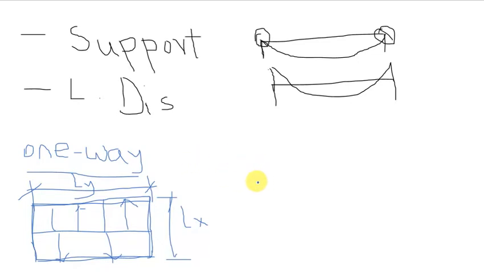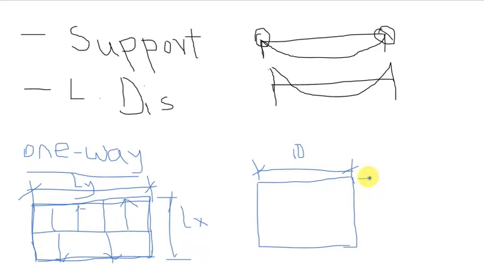So if we have a slab here, maybe this is the longer side, let's say it is 10 meters. The shorter side is say 6 meters, right? Say 6 meters. So a two-way slab will distribute its load to all the sides, all the supports.